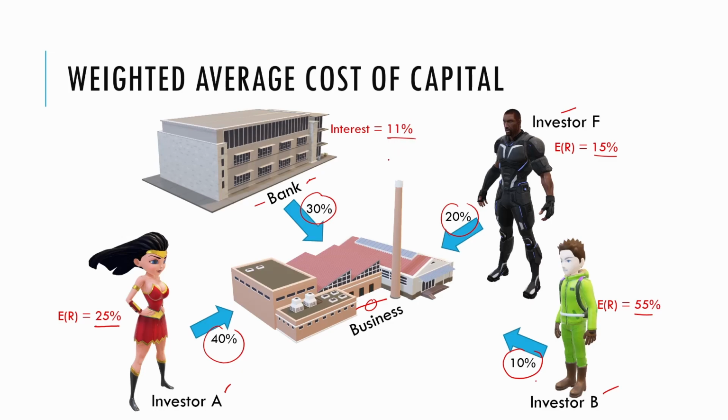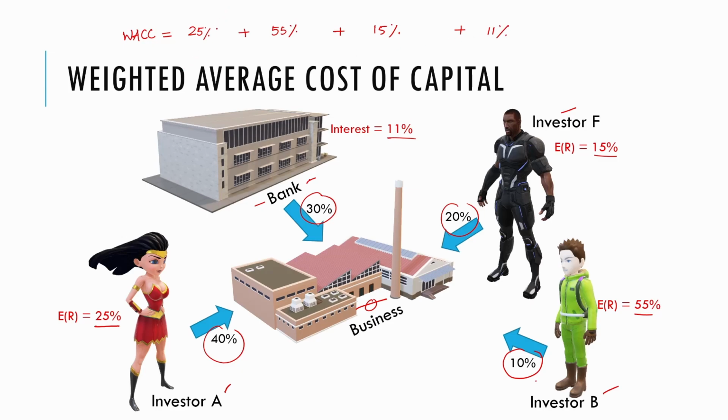So now what will be your cost of capital? If you take a purely weighted average approach, then what should be your cost of capital? So I am writing weighted average cost of capital. What should be that? For investor A, the percentage of return is 25% expected. For investor B it is 55%. For investor F it is 15%, and for the bank it is 11%, right?